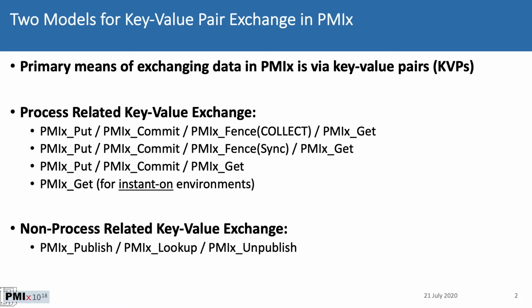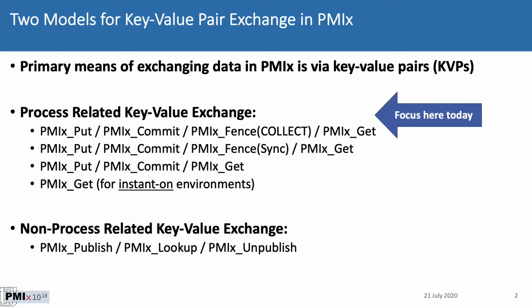In PMIx, the primary means of exchanging data is via key value pairs. The key is always a string, while the value can be a wide range of different data types. There are two models for exchanging key value pairs, namely the process-related or process-associated key value exchange and the non-process related key value exchange. Today we're going to focus on the process-related key value exchange, which is probably the most widely used of the two. And maybe in a later talk we'll focus on the other model.